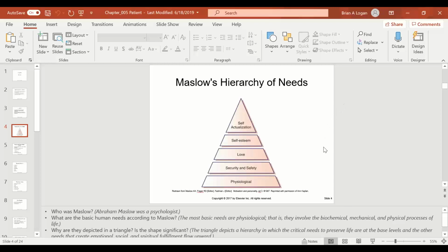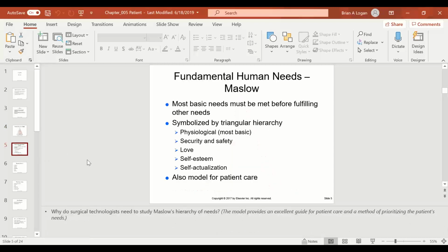The reason it's put in this triangle is that you need this base before you can move up. So before you can get to self-actualization, you're going to have to meet all of these other needs first. And remember, these are basic human needs. Like I said, you have to fulfill those basic needs first before you can move to something else, right?